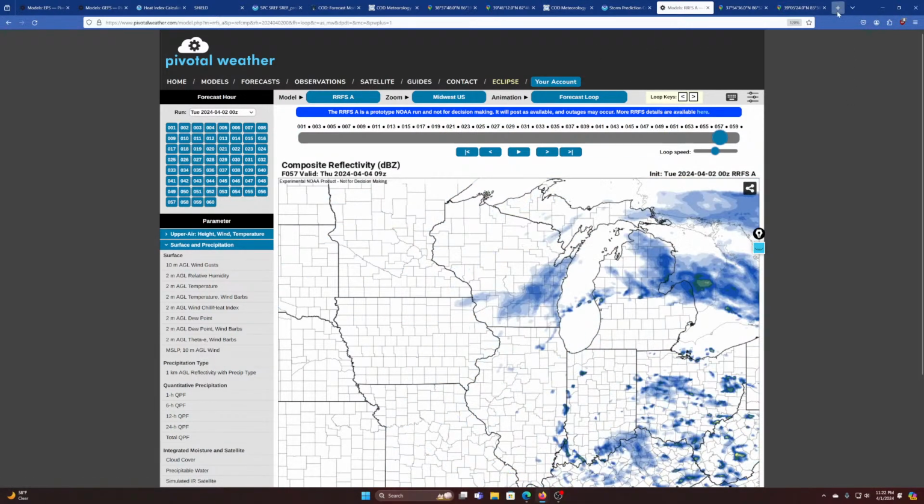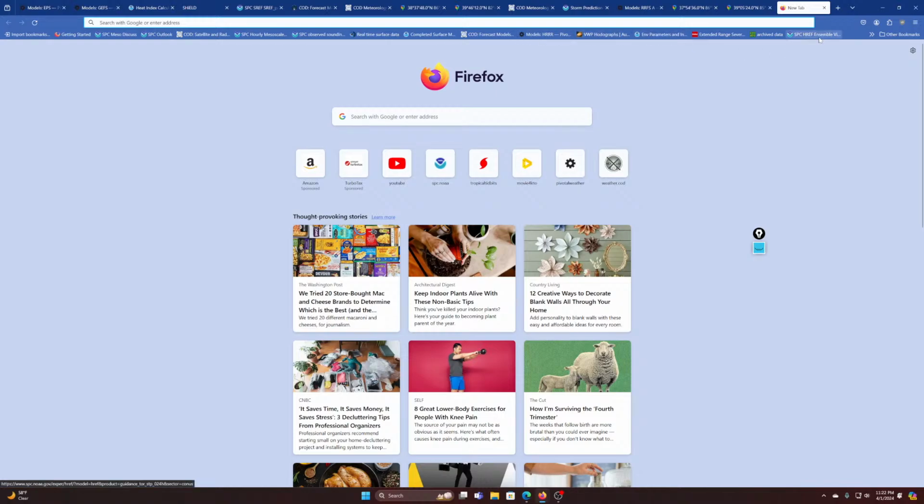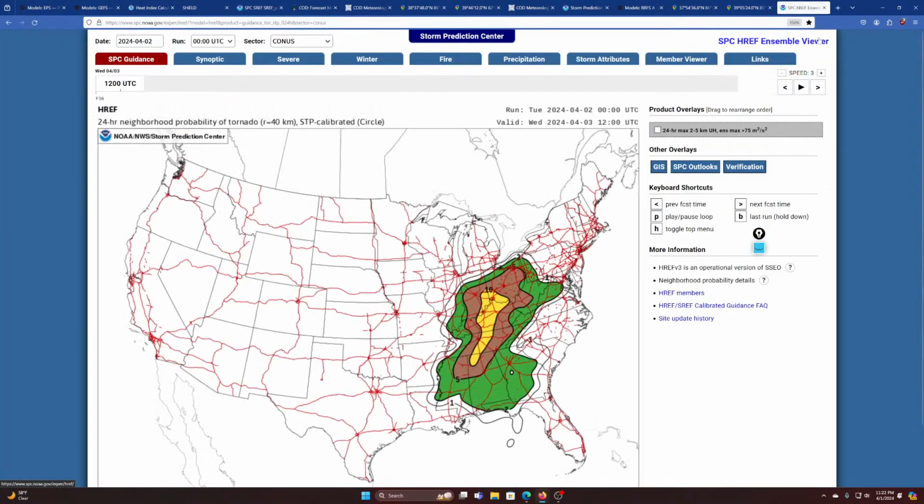Yeah. And then something else you could check is this ensemble model, and you can see the 24-hour neighborhood probability of a tornado. You have a good area of tornadoes here up from Indiana all the way down to Alabama.